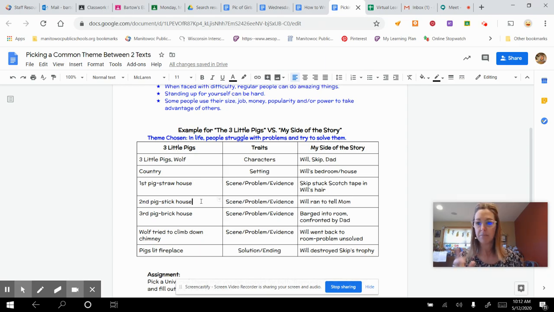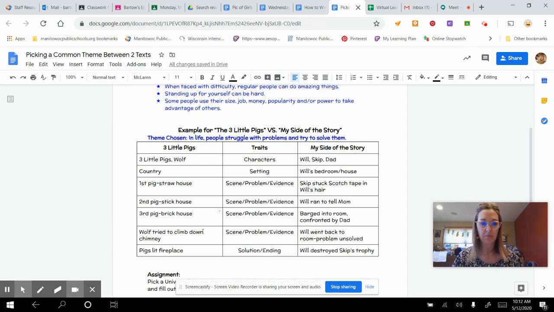Second pig builds a stick house. It's a problem. It gets blown down. Third pig builds a brick house. Okay, so that's maybe the scene or the evidence. People struggle with problems to try to solve them. So the pig finally built a brick house.